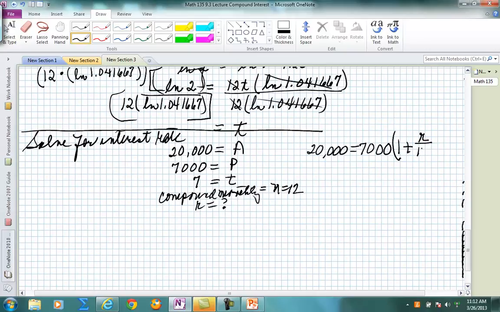Now, I can get rid of that exponent if it's a number by multiplying by the reciprocal. Because you know that if I have 84 and I multiply that by 1 over 84, that's going to give me 1. And so I'll be able to make that power be 1, which will eliminate it. So if I multiply this by 1 over 84, I have to do the same thing on the other side of the equation.